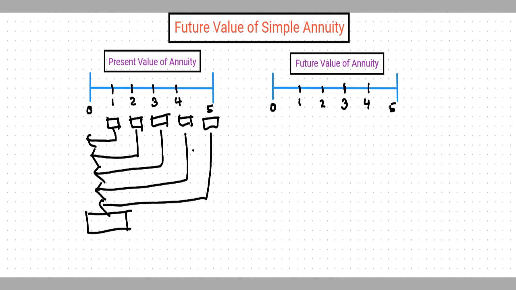But in case of future value, we will calculate the future value of each cash flow at period 5. The amount to be received at period 5 is already at its future value, but we need to calculate the 5th year value of the remaining 4 cash flows.